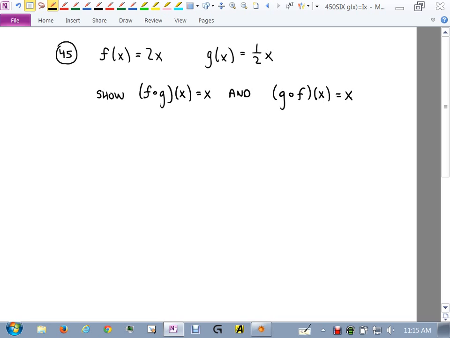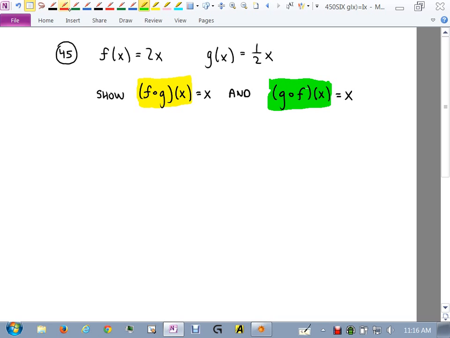Yes, we have to show it's true. They want us to prove that. So we just need to start with this left side right here. Start with that and show that at the end it equals x. And then we'll go do the other one. We're going to start with the other one and show that that one works, and that turns out to be x also. That's what they want us to do.